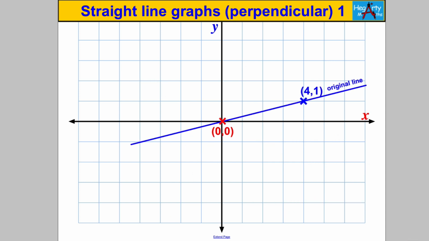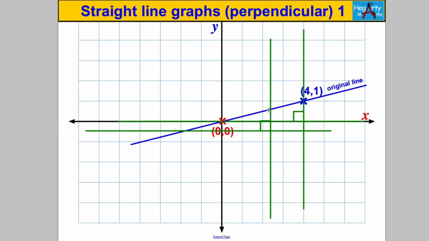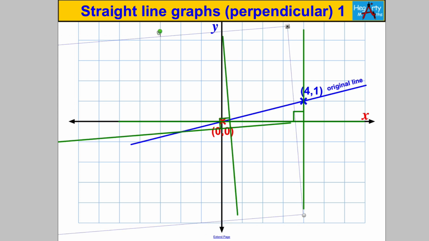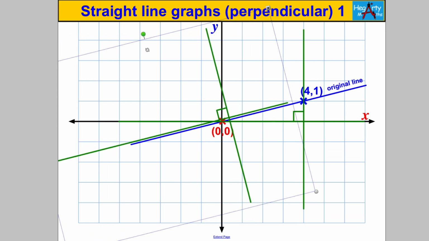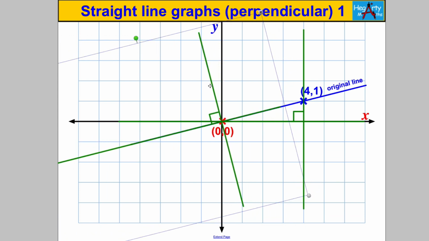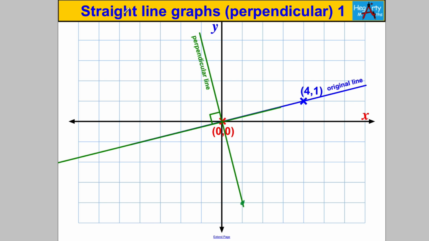Here's another line. I'm going to start by drawing a pair of lines that I know to be perpendicular to each other. These two definitely are because they're like the XY axis. Can you see that? Now what I'm going to do is take this and twist it so the bottom of it is in line with the blue line, and I'm going to put it through 0, 0 like that. And now this part of the line here is perpendicular to my original line because they're meeting at right angles to each other. So let me clear that up and it will look something like that.